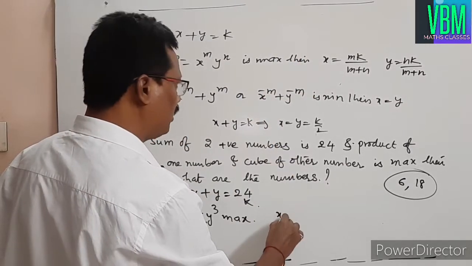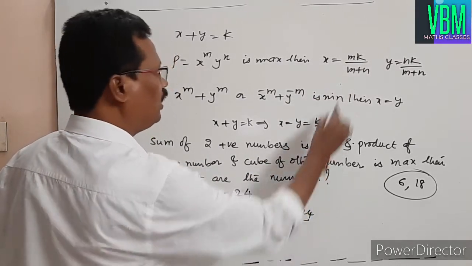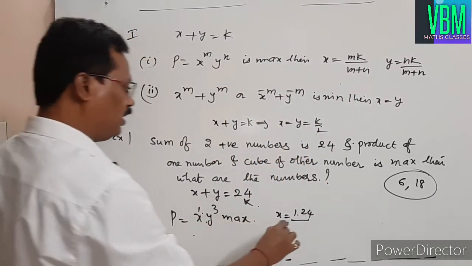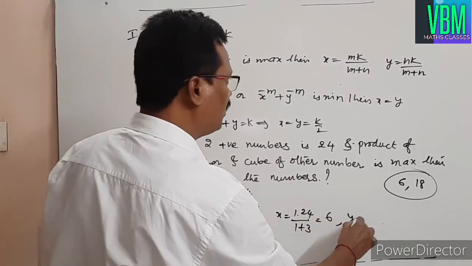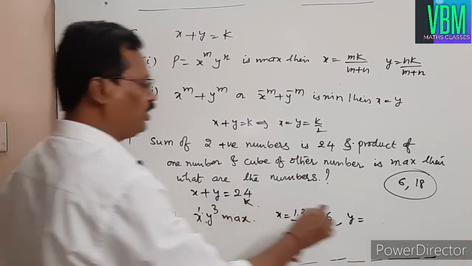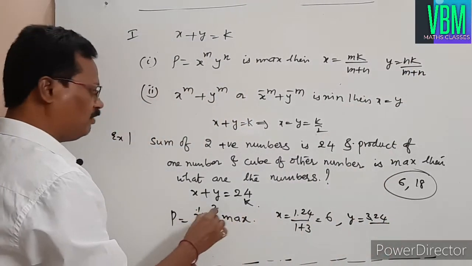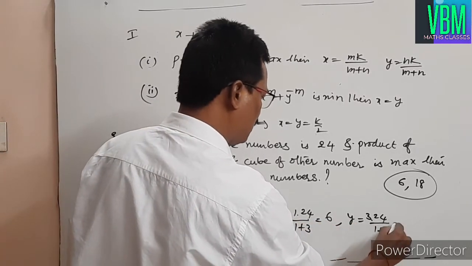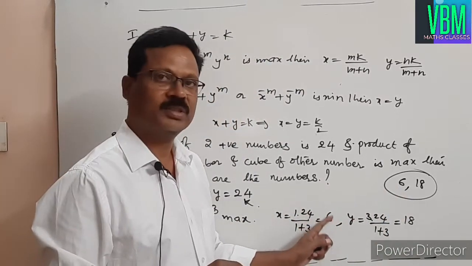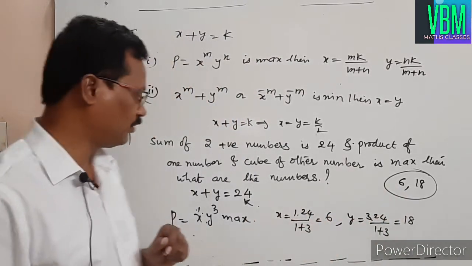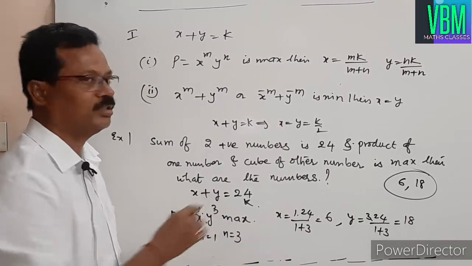Therefore, x will be equal to m k by m plus n, that is 1 into 24 by the sum of the exponents, 1 plus 3, which is 4, so we get 6. And y is equal to n k by m plus n, 3 into 24 by 1 plus 3, which is 3 into 6, 18, we got. Therefore, those two numbers are 6 and 18. Here m is equal to 1 and n is equal to 3.